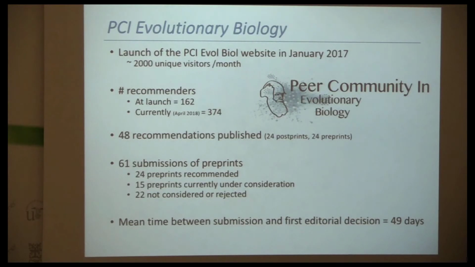If I take a closer look at PCI Evolbiol, we launched it in January 2017. There are about 2,000 unique visitors per month. At the beginning, we were 162 recommenders, and we are now, in April, 374. We have made 48 recommendations published so far, 24 of them of postprints. It was at the beginning to launch the system, but we are mostly concentrated now on recommendations of preprints.